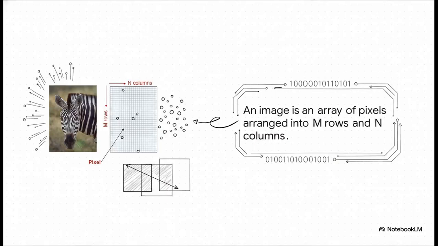Now, take this photo of a zebra. To us, it's one image, right? But to a computer, it's actually just millions of those little pixel atoms all arranged in a perfect grid. Every stripe, every whisker, it's just a collection of these dots in a specific number of rows and columns. For perspective, a standard HD image is a grid of almost 2,000 columns by over 1,000 rows. That's a lot of dots.